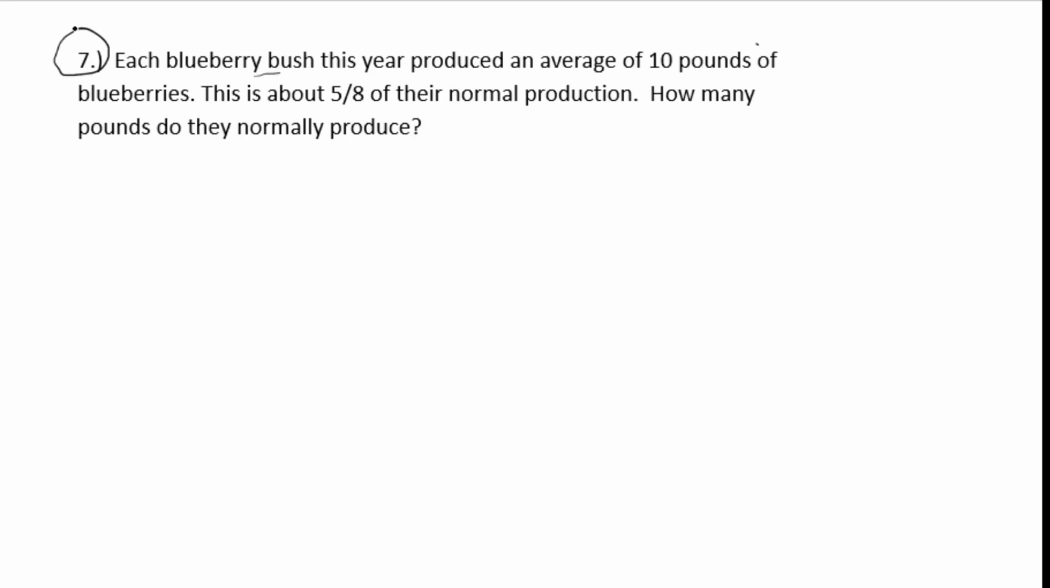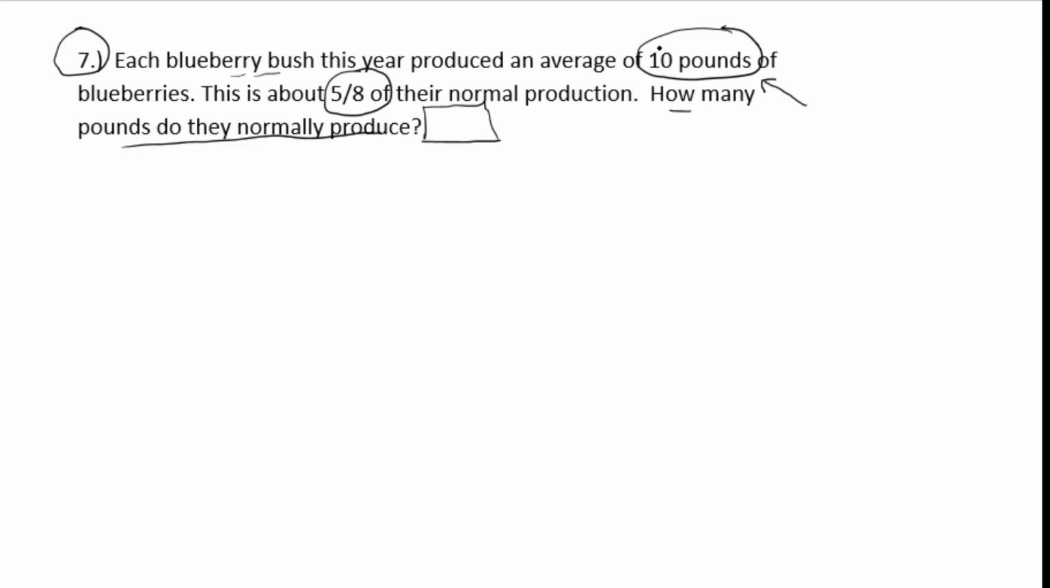Problem 7 in your homework. Each blueberry bush this year produced an average of 10 pounds of blueberries. This is 5/8 of their normal production. How many pounds do they normally produce? Okay, so the main issue here is for you to understand, is the answer going to be greater than, less than, or equal to 10 pounds? Is it going to be less than or greater than? You need to think about that, because if you can understand that, then this is really pretty easy.